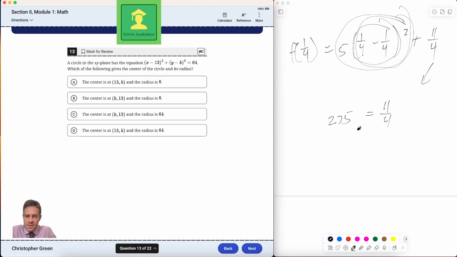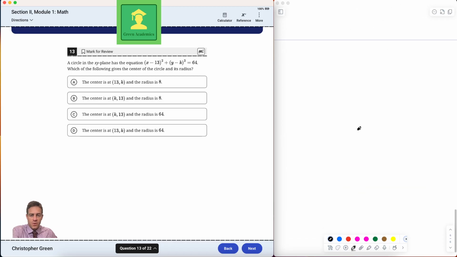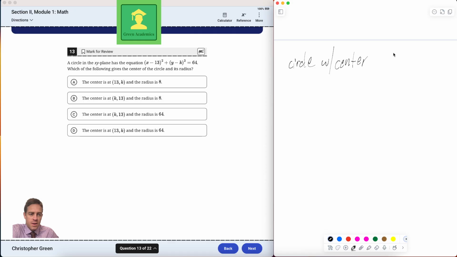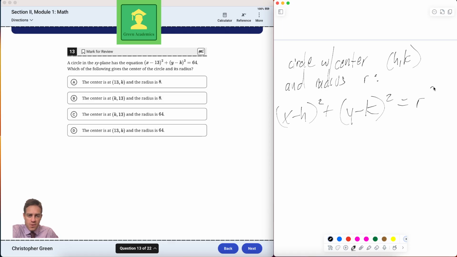A circle in the xy plane has that equation. Which of the following gives the center of the circle and its radius? Well, in general, a circle with center h comma k and radius r is always written in this form: (x minus h) squared plus (y minus k) squared equals r squared. So here you would have center 13k and the radius, well, r squared is 64, so it's radius 8. Center 13k and radius 8.